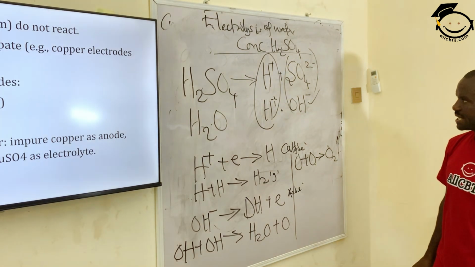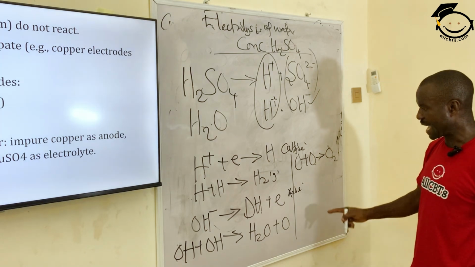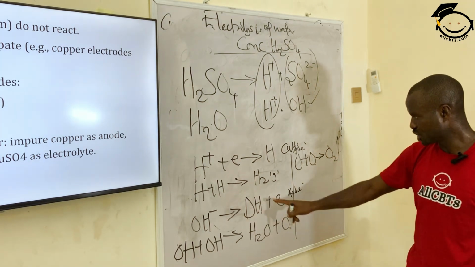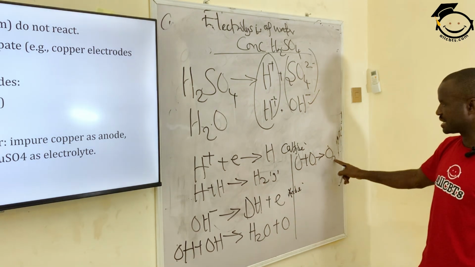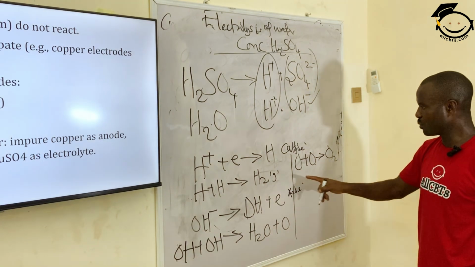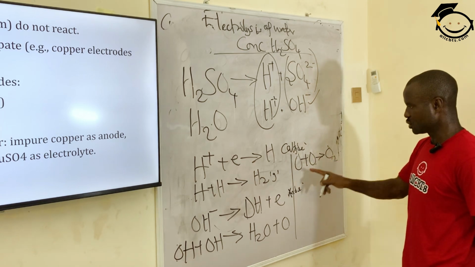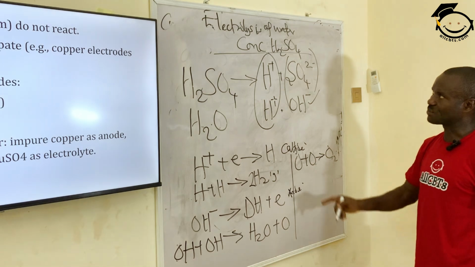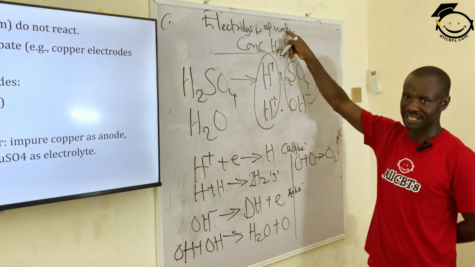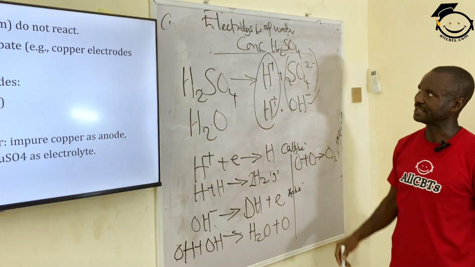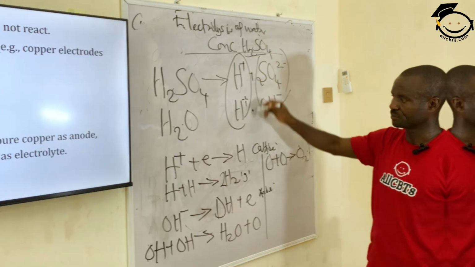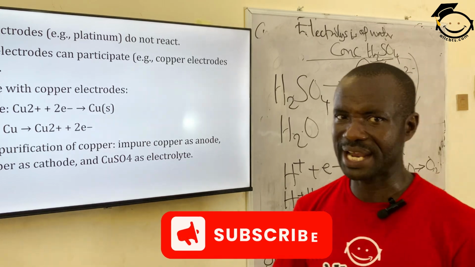By the time you carry out the experiment, you discover that hydrogen is produced at the cathode, while oxygen is produced at the anode. By the time you look at the ratio of hydrogen to oxygen, you discover the ratio is 2 to 1. That is why it is called electrolysis of water, or electrolysis of concentrated H2SO4. So we have come to the end of the class on electrolysis.